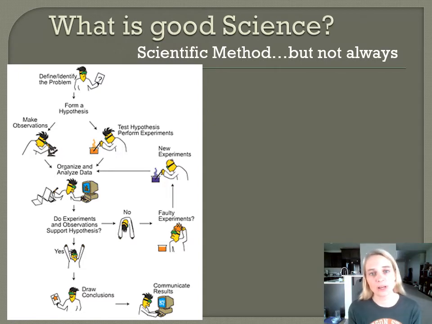And then you form what's called a hypothesis. There are lots of different definitions. I like to say it's a statement of explanation. It's what you think is the answer to your question, to your observation. Sometimes it's worded as an if-then statement. So, if the temperature goes up, then the plants will grow better.